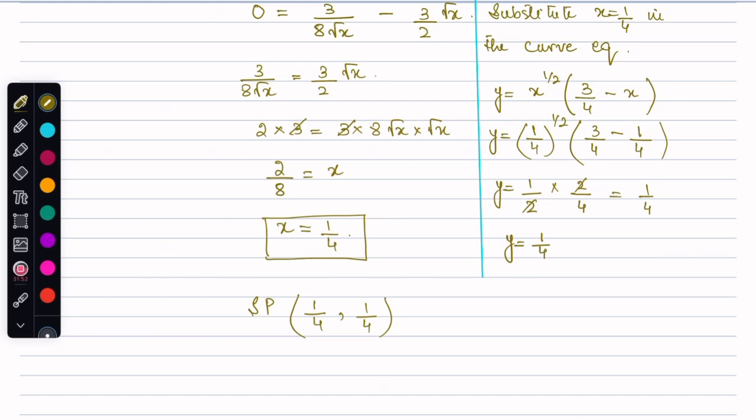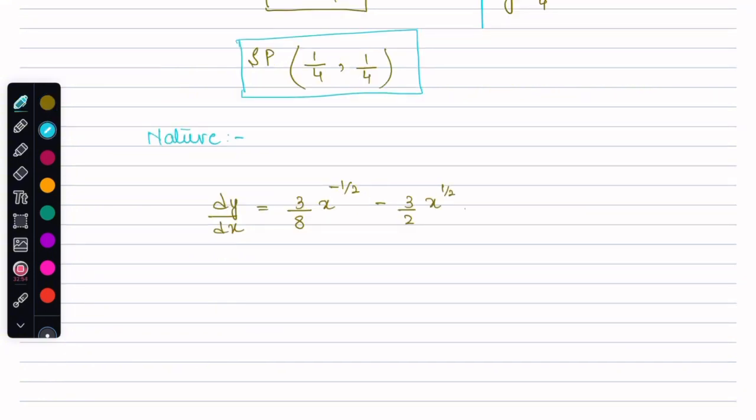So the next step will be to find the nature of the stationary point. After getting the stationary point, which in this case is (1/4, 1/4), the x and y coordinates are both 1/4. The second thing that was asked in the question was to get the nature. Now, to get the nature, we know we have to go for the second derivative.